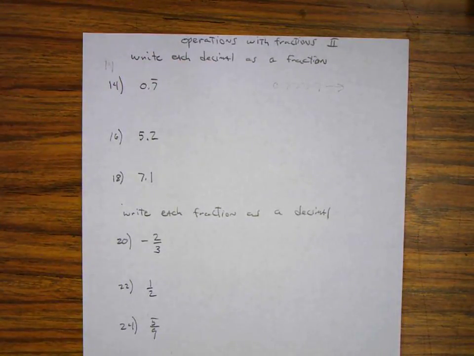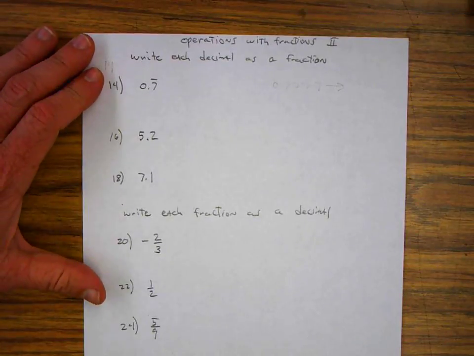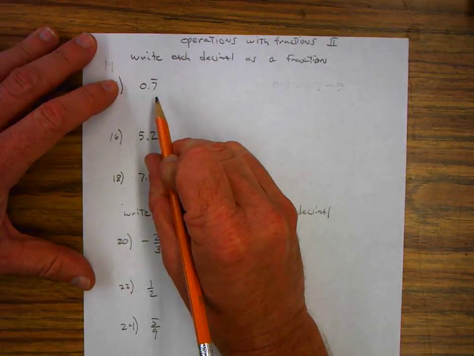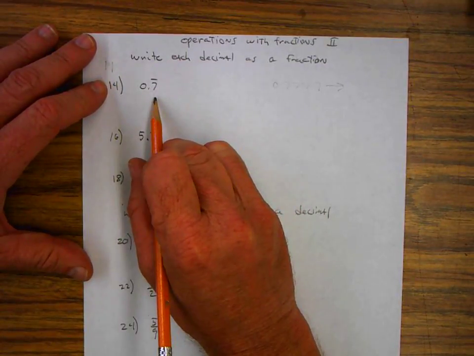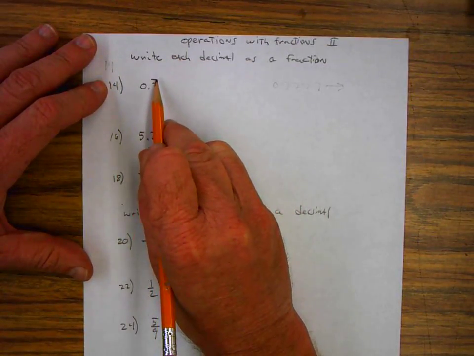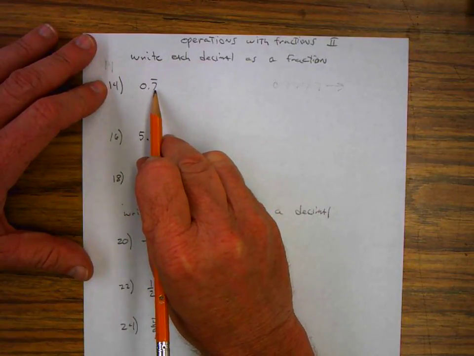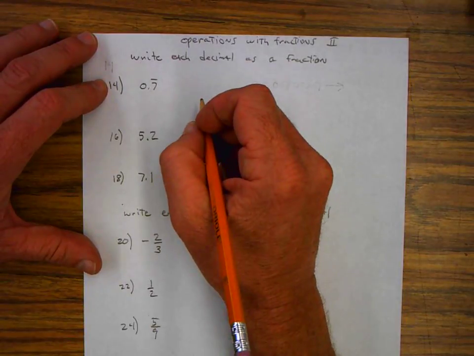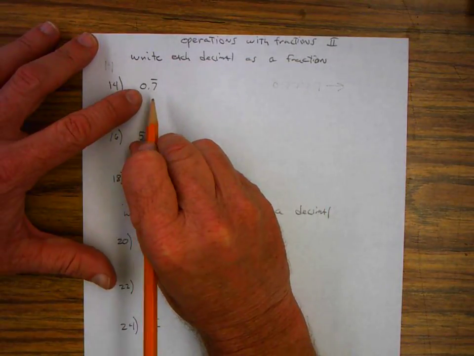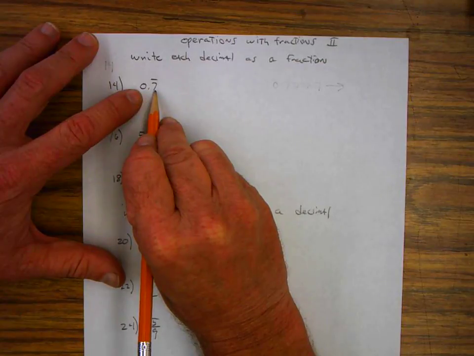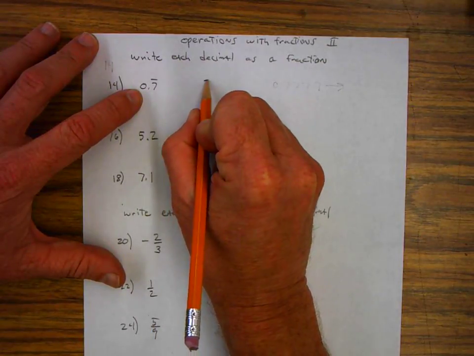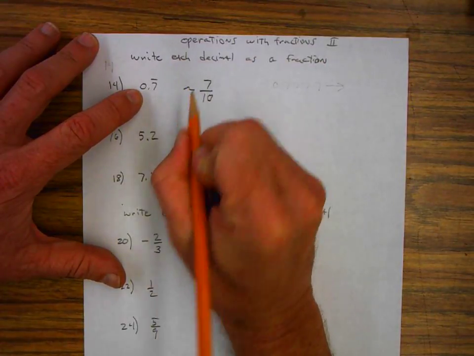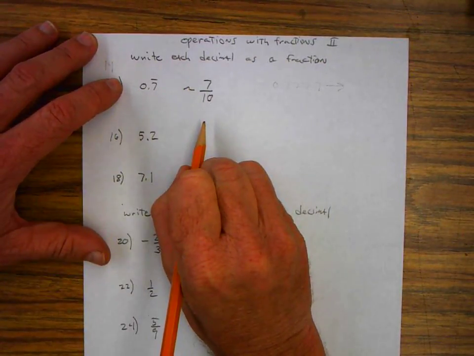Operations with fractions. Number 2: we want to write each decimal as a fraction. For the purposes of this lesson, we're going to just approximate, because 0.7 bar tells me that this 7 repeats indefinitely. But again, we're just going to make an approximation of this decimal. So this is read 7/10, and it's approximately 7/10.